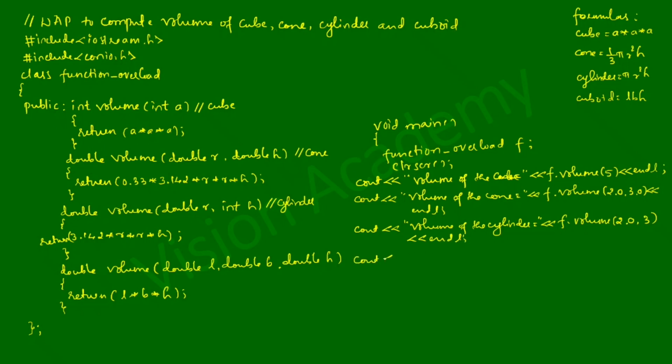Next, cout. Fourth one, here I'm going to write volume of cuboid is equal to, and the double quotation mark, then I'm going to write f dot volume. Here I need to pass three arguments of type double. For example, I'm going to enter 5.0 comma 6.0 comma 7.0 and closing brace, put semicolon. Now I'm going to write here getch function and then curly closing brace. So let us execute this program and check out the result.